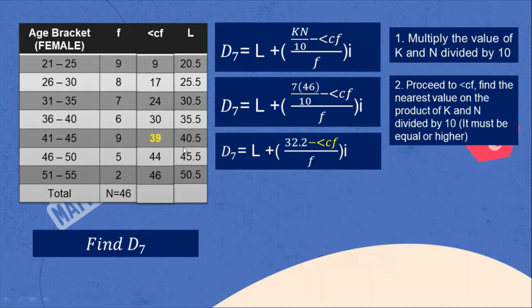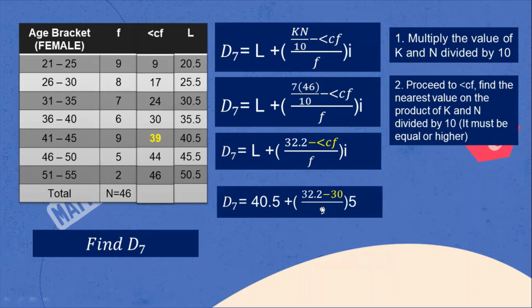We are going to use all the data on 39, but not 39. The value for f is 9. The value for lower class boundary is 40.5. The value for the class interval is 5 because we have 41, 42, 43, 44, 45. Again, we are not going to use 39, but we will be using the score less than 39, and that is 30.